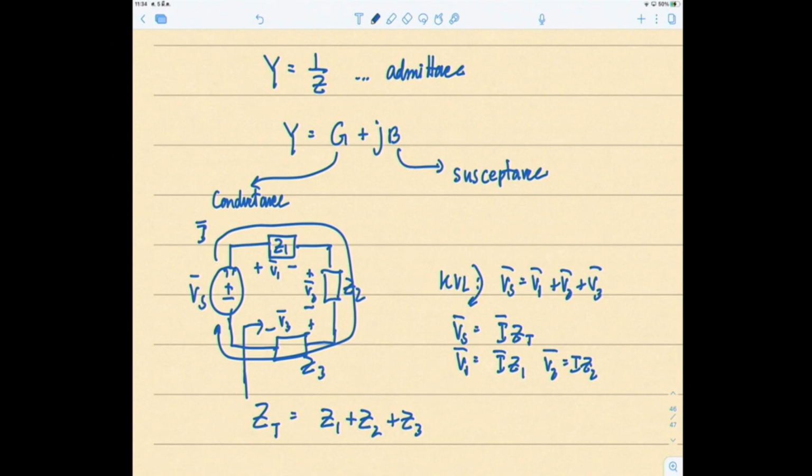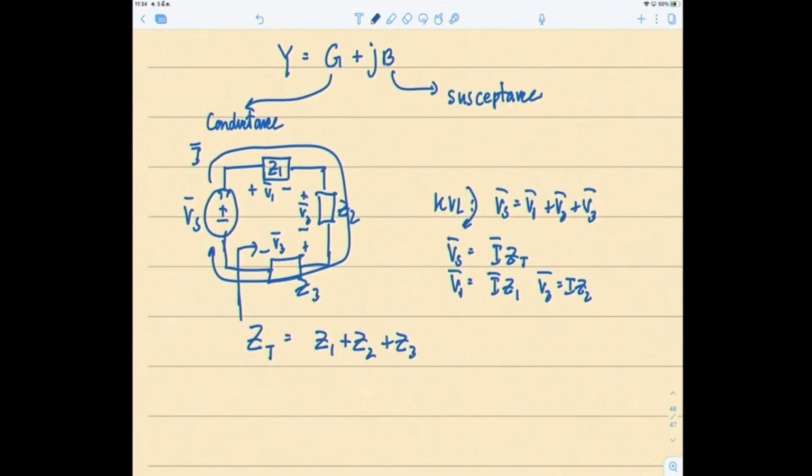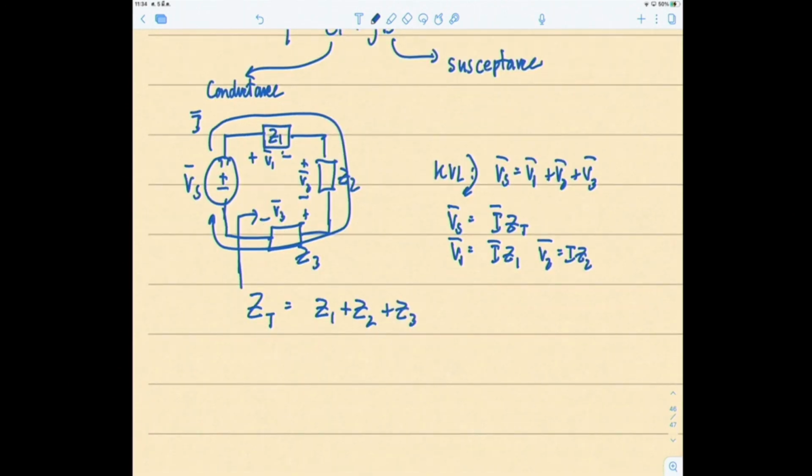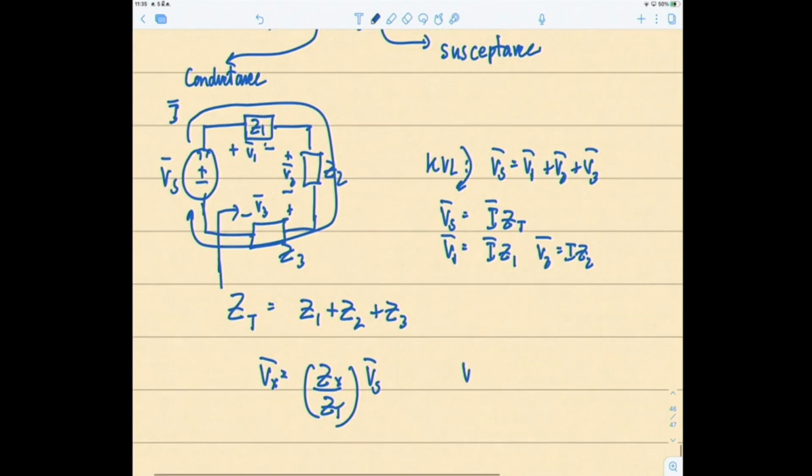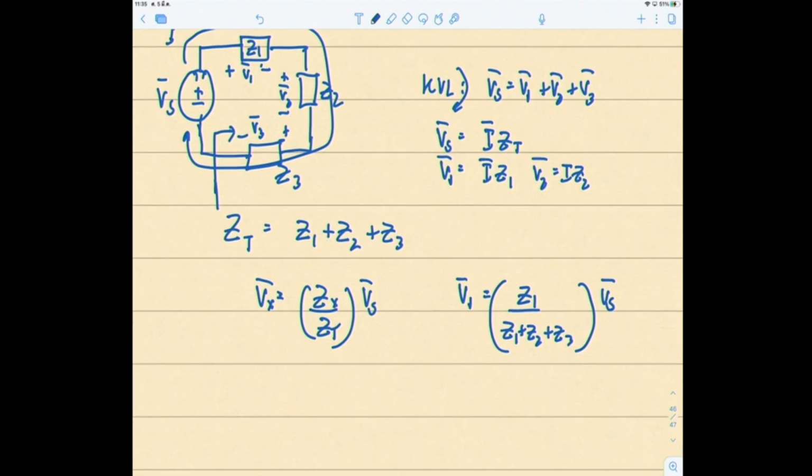And if you have a loop and you want to find the voltage drops in each one, you can use the voltage divider on each of the impedances. So it implies that Vx is equal to Zx over Z total times Vs. Therefore, if you want to find V1, it is equal to Z1 over Z1 plus Z2 plus Z3 times Vs. So everything applies that you have done before.